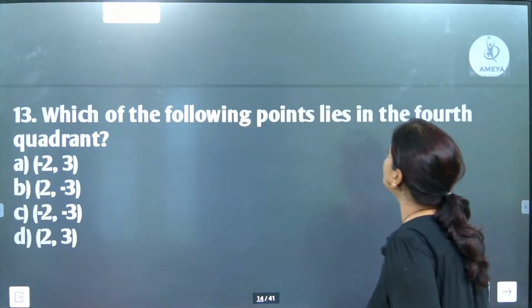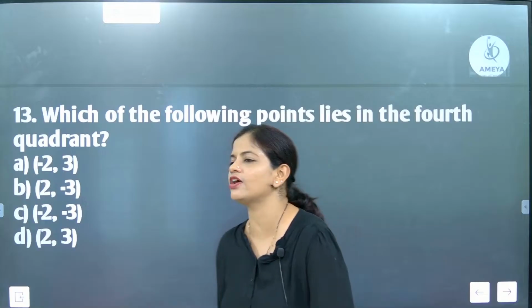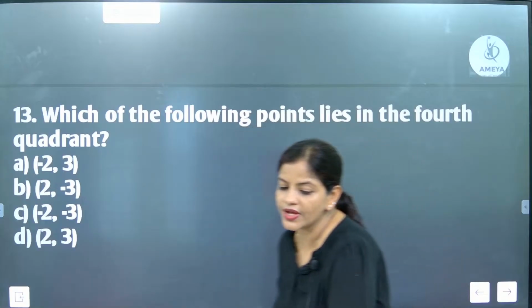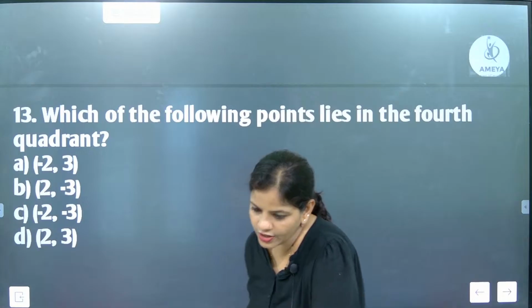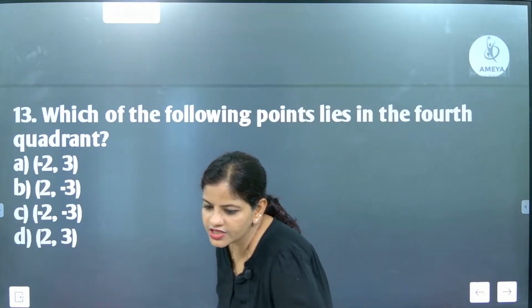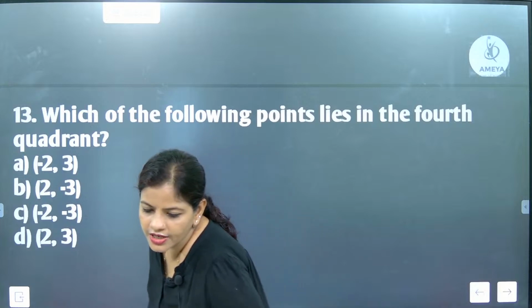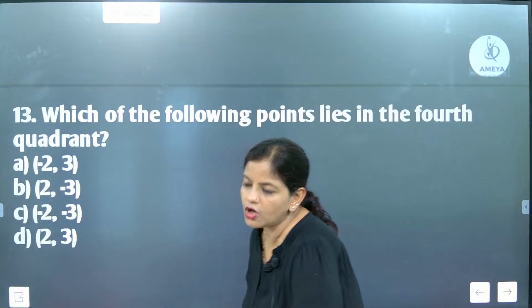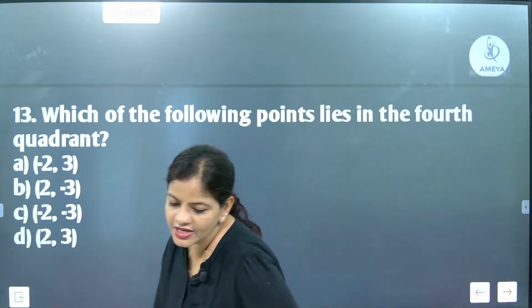Now, which of the following points lies in the fourth quadrant? Come on, quickly say which one is lying on the fourth quadrant. Very good. So Atharv has given the answer. Nishan, Ashita has given the answer. Aru, Hira, B you have given. Now look, beta. Is the answer B correct or C correct? B is the correct answer.